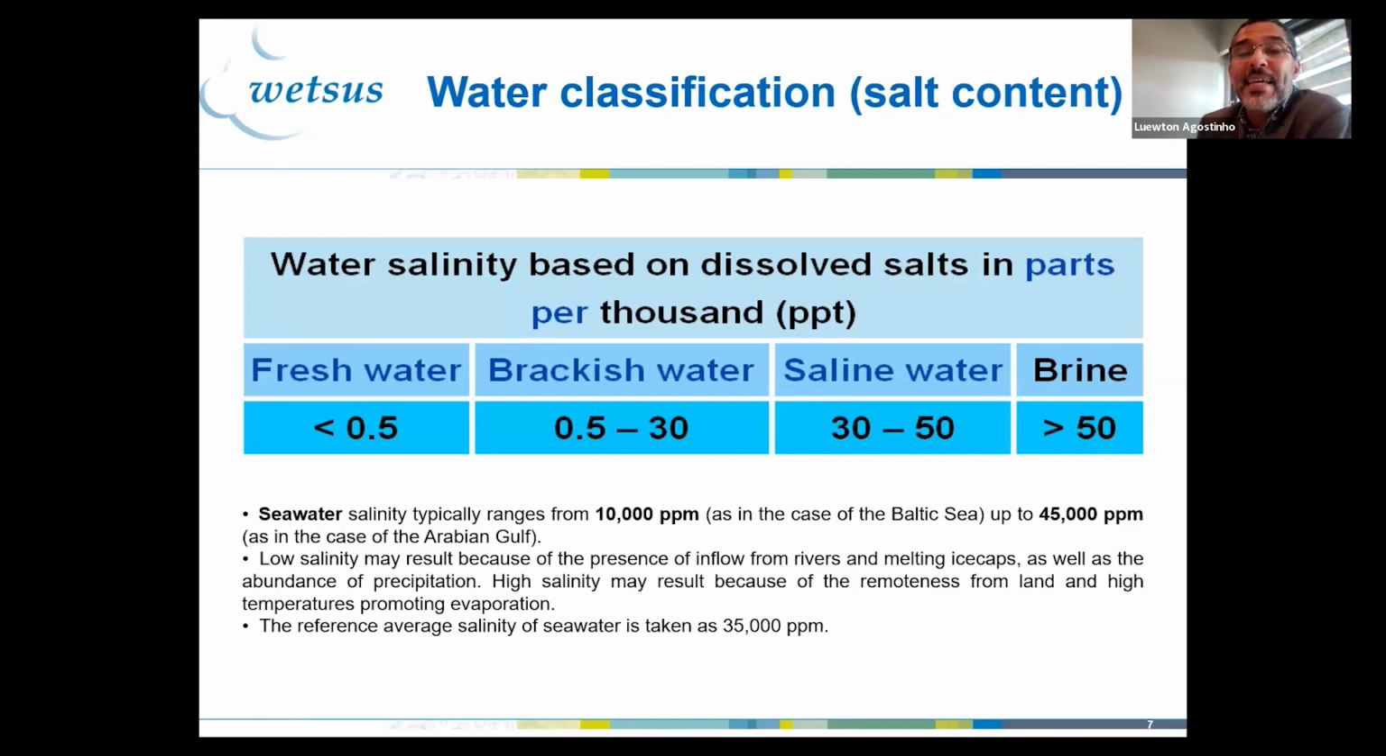And then we say that water is saline or salty when the concentration is between 30 and 50 ppt. By the way, for the non-chemists, ppt means grams per liter. When we talk about 30 ppt, what I am talking about is grams per liter.